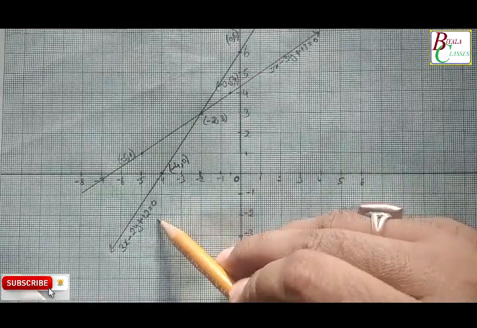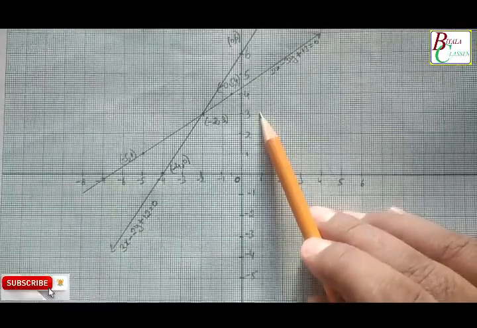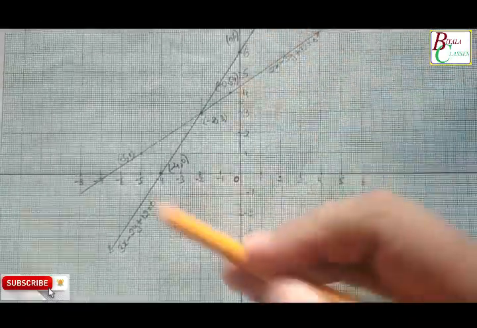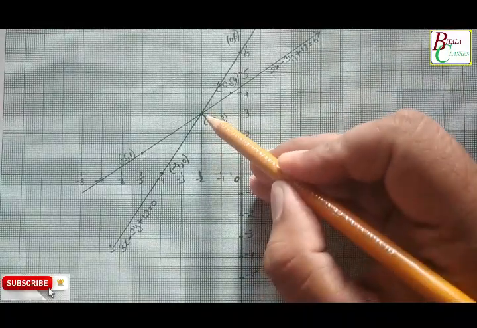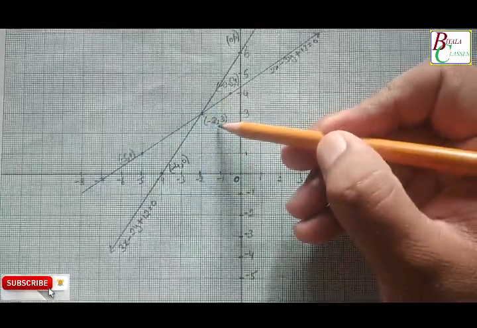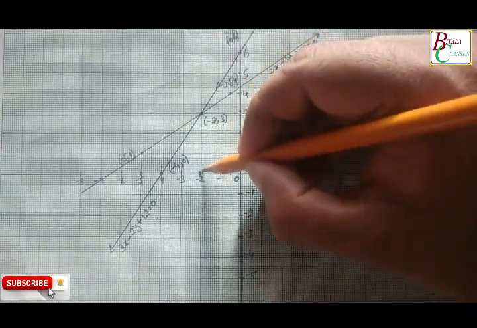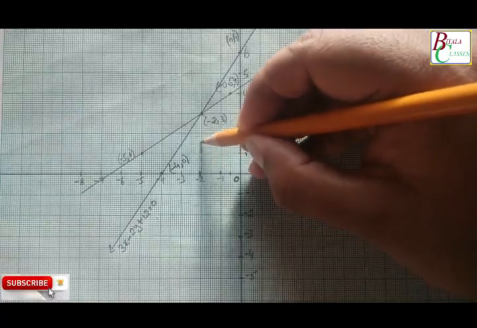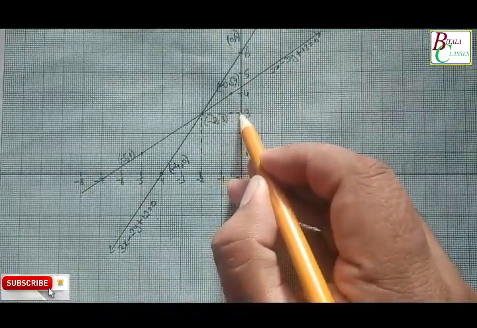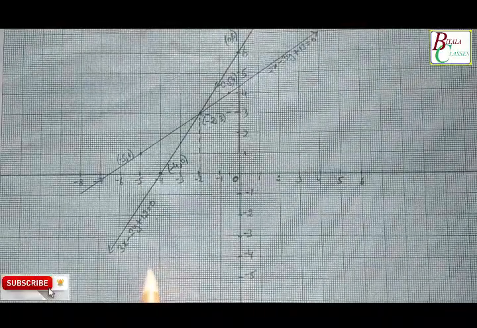So here you can see we have two straight lines as a solution for the two equations, and these two lines meet each other at this point. And what is the point? The coordinates are -2, 3. So we can say that these two coordinates are the solution of this equation.